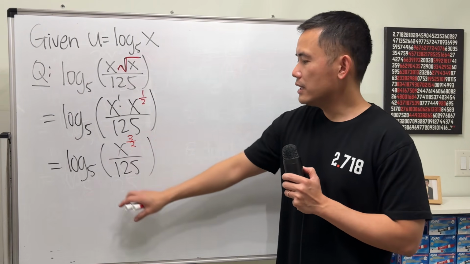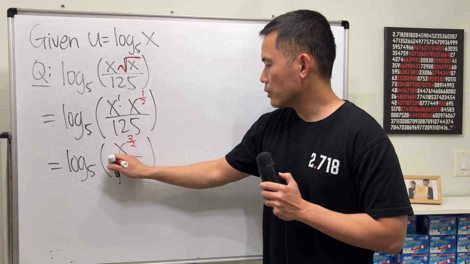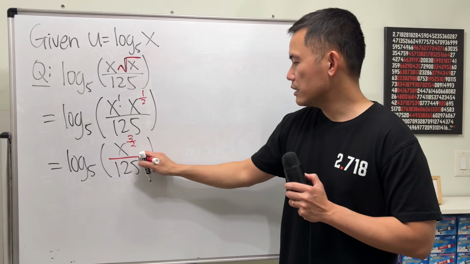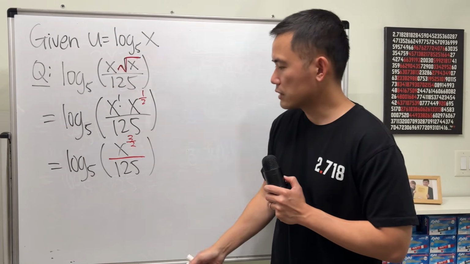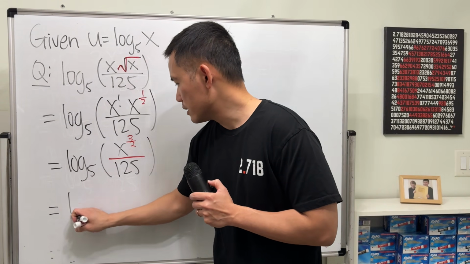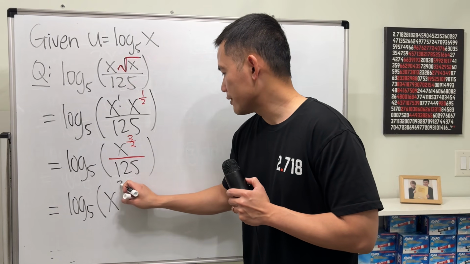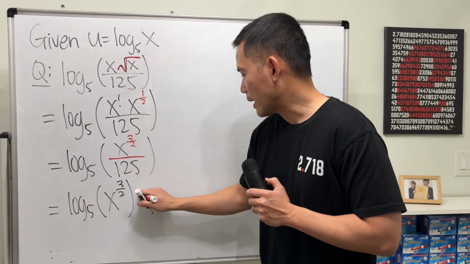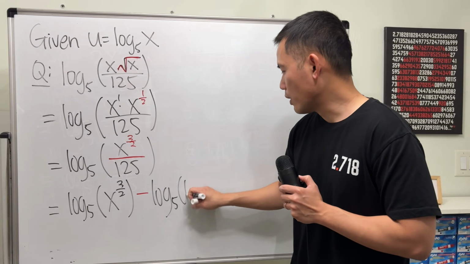Now next though, we see that we have log of a top divided by a bottom. So when we have a division on the inside, we can change that into a subtraction of 2 logs. This right here is the same as log base 5 of x to the 3/2 power, minus log base 5 of 125.